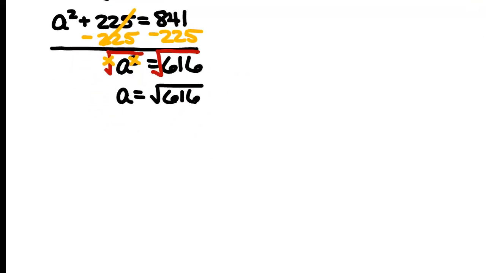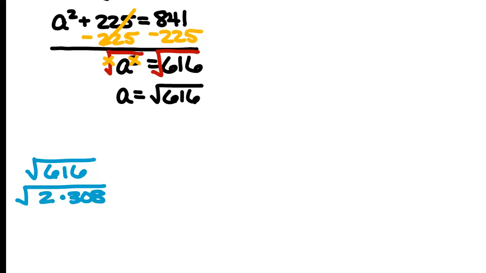I have to see if that'll simplify at all. What can go into 616? Try it. Just 2 and you said what? 308. So 2 times 308. What goes into 2? Just 2, right? What can go into 308? 2 times 154. So I've got a pair of 2's. I like that. I'm going to go ahead and pull that out.